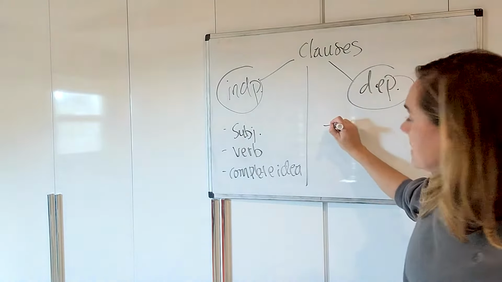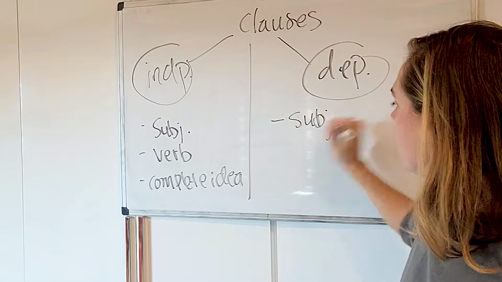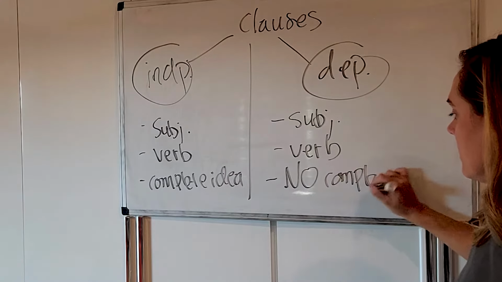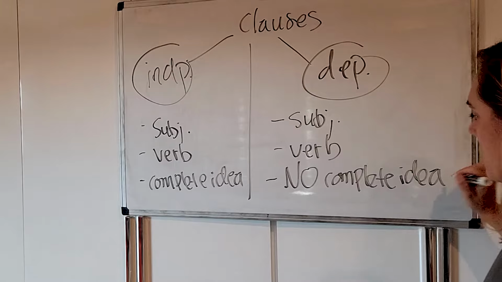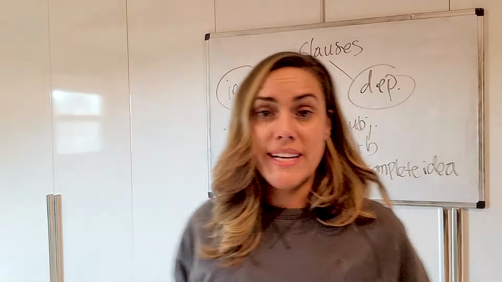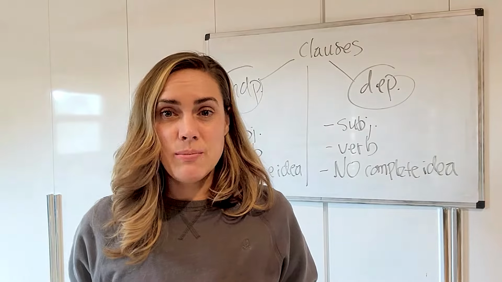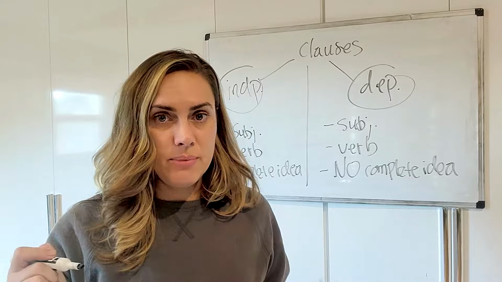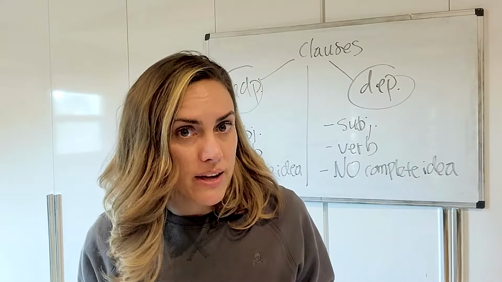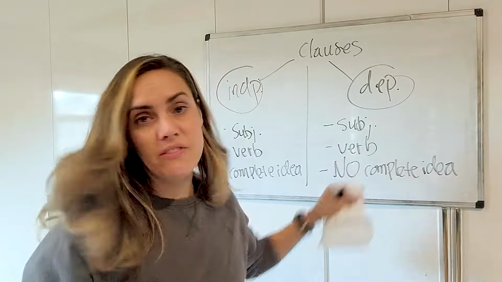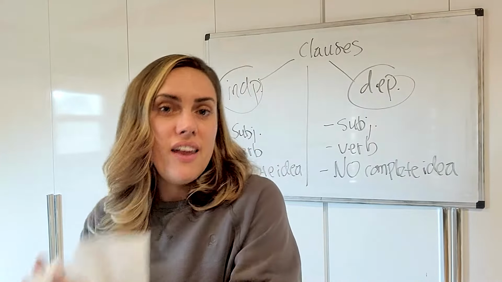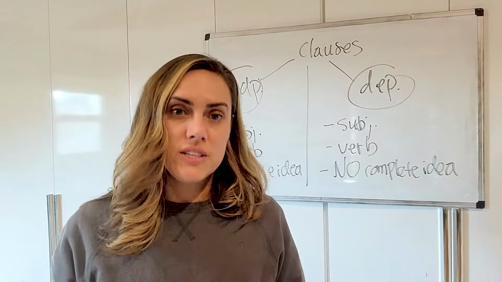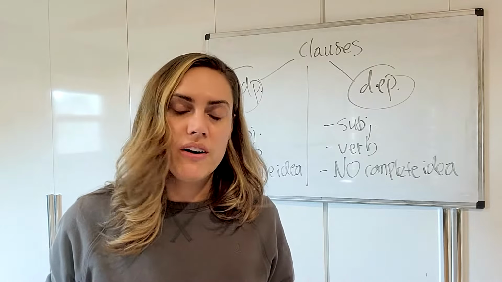Over here, a dependent clause has a subject and it has a verb, but it does not have a complete idea. Okay? So no complete idea there, and therefore it is dependent. Dependent just meaning it can't be by itself. You can't just put a period at the end of a dependent clause because then you'll create a fragment. Instead, this type of clause is dependent upon another clause, a complete one, an independent one, in order for it to be able to be a sentence or be part of a sentence.